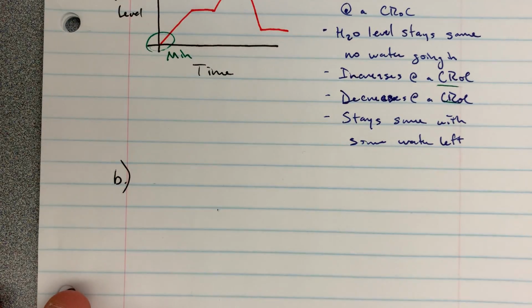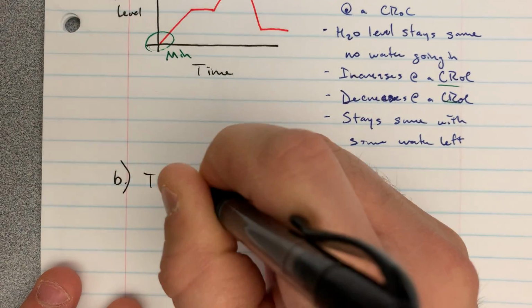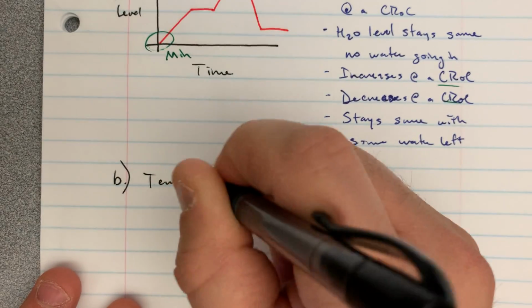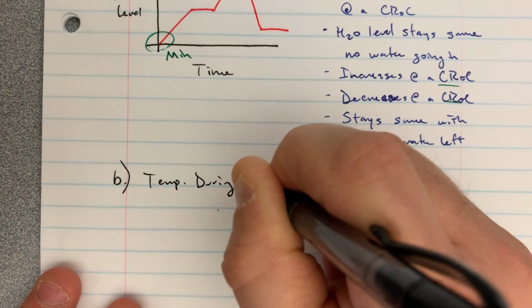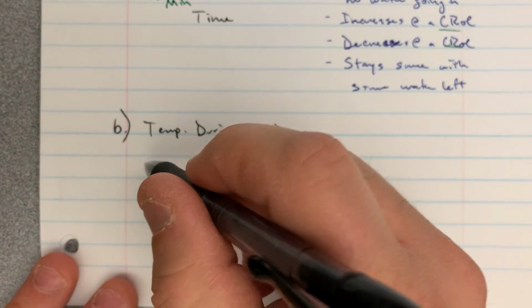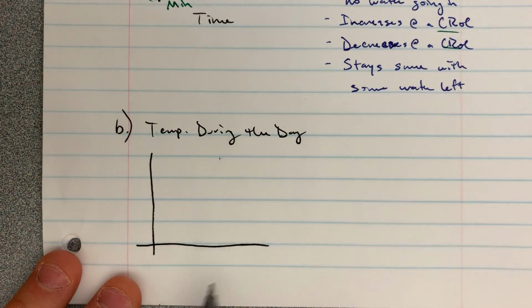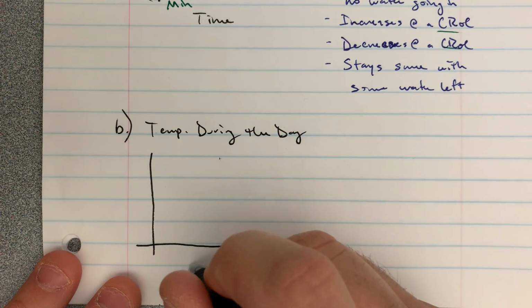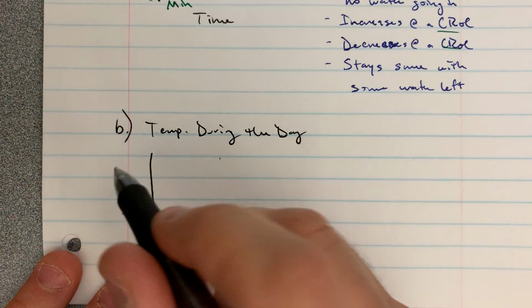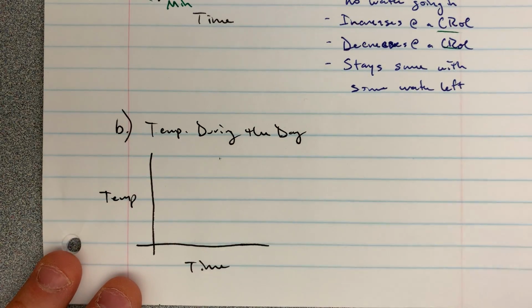Now, a different idea, a graph that may look a little bit differently. The example B, let's just say temperature during the day. Temp during the day. All right. Have our little graph here. We'll label the bottom time, and then we'll go temp over here. All right, and this is what this one's going to look like.